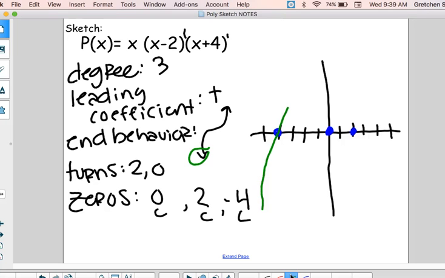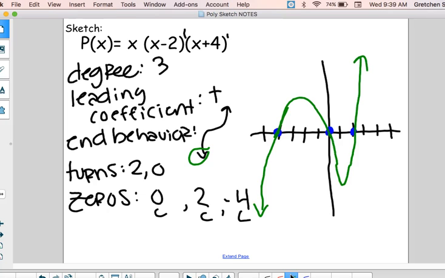The next time, we have to cross through 0. So somewhere between 0 and -4, what do we have to do? Turn around. And then we cross again. Where's the next place we're going to cross at? 2, which means between 0 and 2, what do we have to do? Turn around, and then we're done.